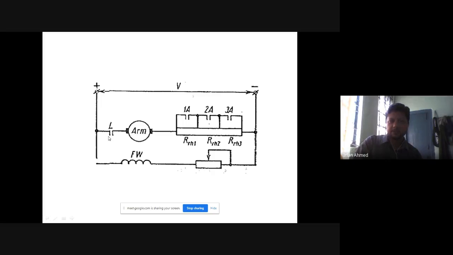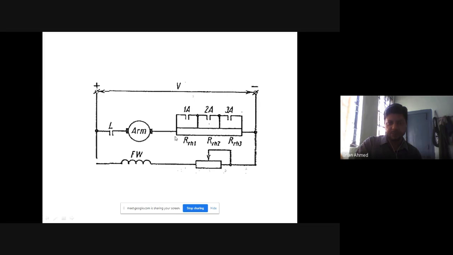This is the line contactor. Whenever we want to start the motor, this contactor will be closed, and these three contactors, 1A, 2A, and 3A will be open, so that your armature current will flow from the supply through the line contactor L, armature circuit, and then through the external resistances RRH1, RRH2, and RRH3, and back to the supply. The purpose of these external resistances is to limit the starting current of the motor within permissible values.